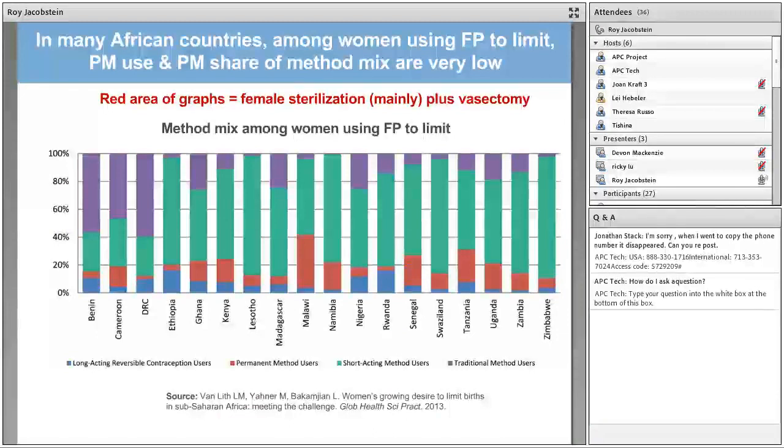This is a slide from Lynn and her colleagues' paper, and this is showing the method mix. So this takes out the non-users and the traditional method users, and it shows you what method women who want to limit are using in all of those countries that we see in Africa. And the permanent method use is in red, and almost all of that is female sterilization, not vasectomy. So in almost all the countries, you can see how low permanent method use is. This is not what we would see in the countries I showed in the slide of high vasectomy use, this pattern. And then vasectomy use in those countries, as we saw, is negligible.